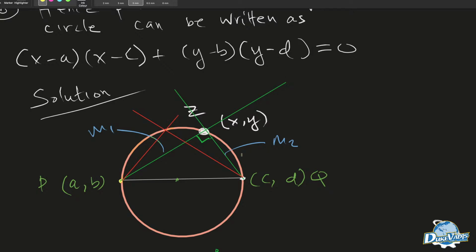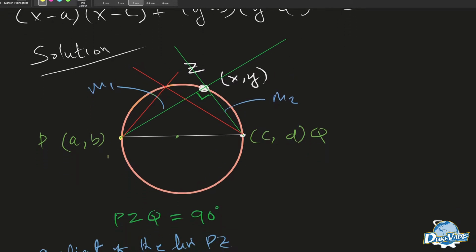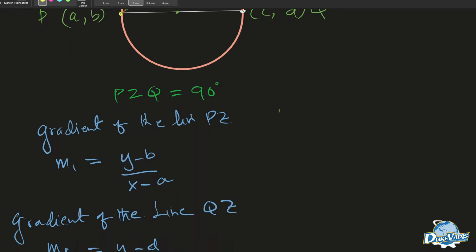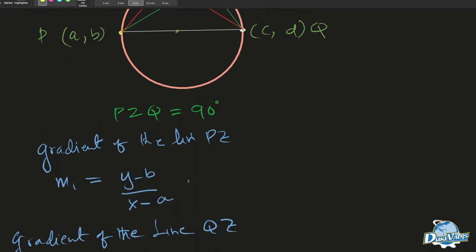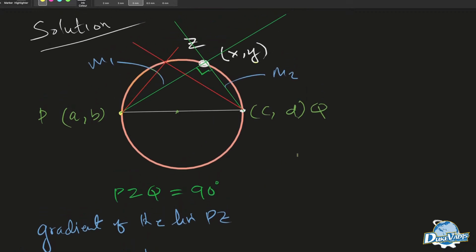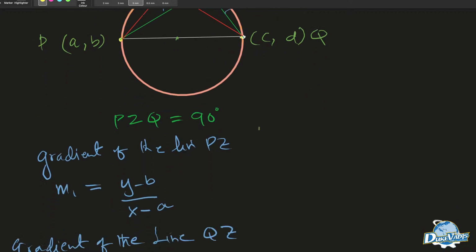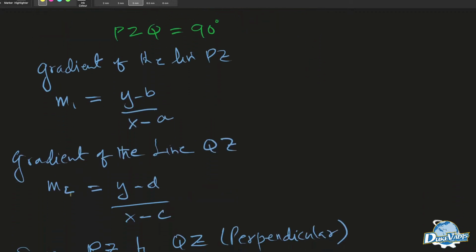The same way, if we have this red line going through this one, the angle PZQ is 90 degrees. So that is the proof. Now, let's find the gradient of the line PZ with the coordinate (a, b) and the coordinate (x, y). When we find the gradient, we get (y minus b) over (x minus a). Now we also look at the gradient on the right, which is Q and Z. We call that gradient M2, and that will be (y minus d) over (x minus c).